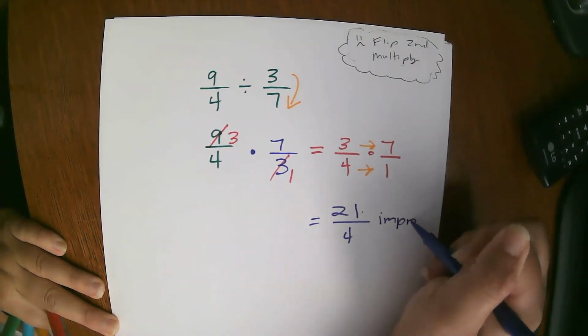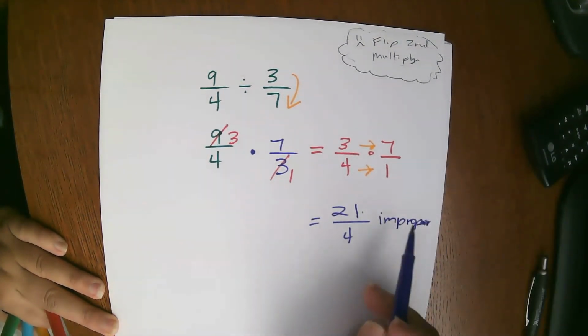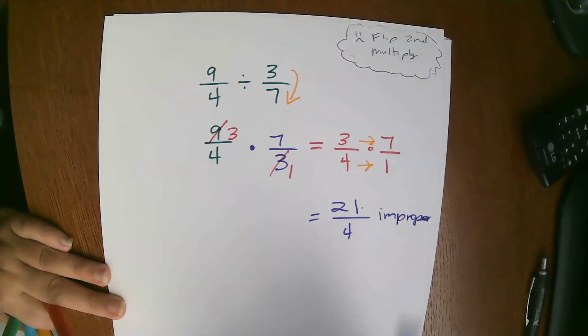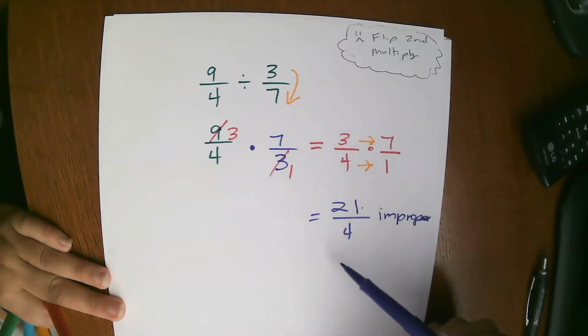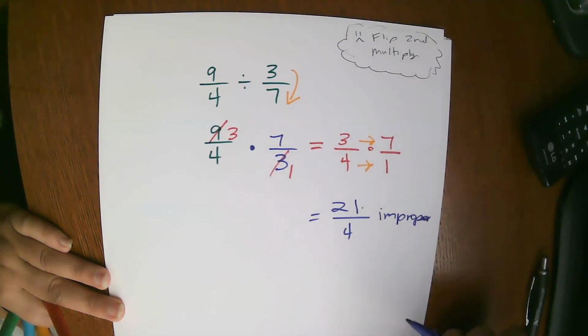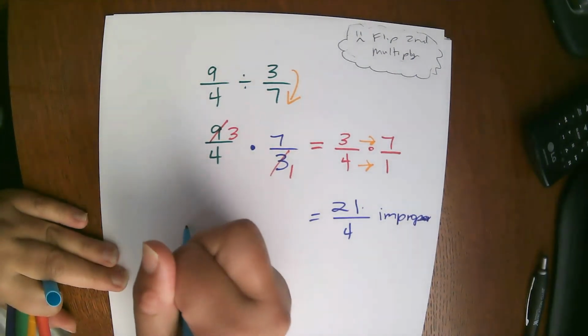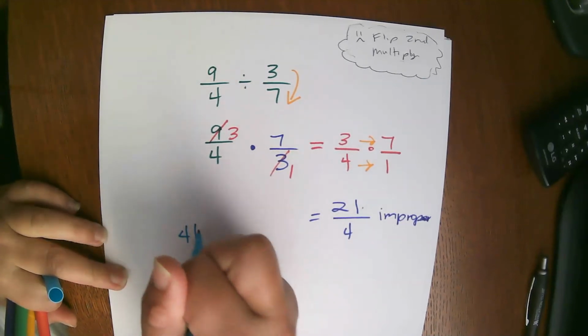Uh-oh, what do you notice about this fraction? This fraction is improper. So can we put this as our answer? Can this be our final answer? No, I cannot. So we have to fix it. How do we fix improper fractions? Hopefully you said divide, right?